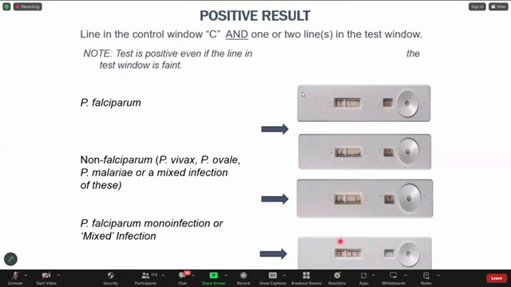Then there is another one that has 2 lines. These are the RDTs that the Ministry of Health of Uganda is recommending for use now because of mutations and what have you in the protein.